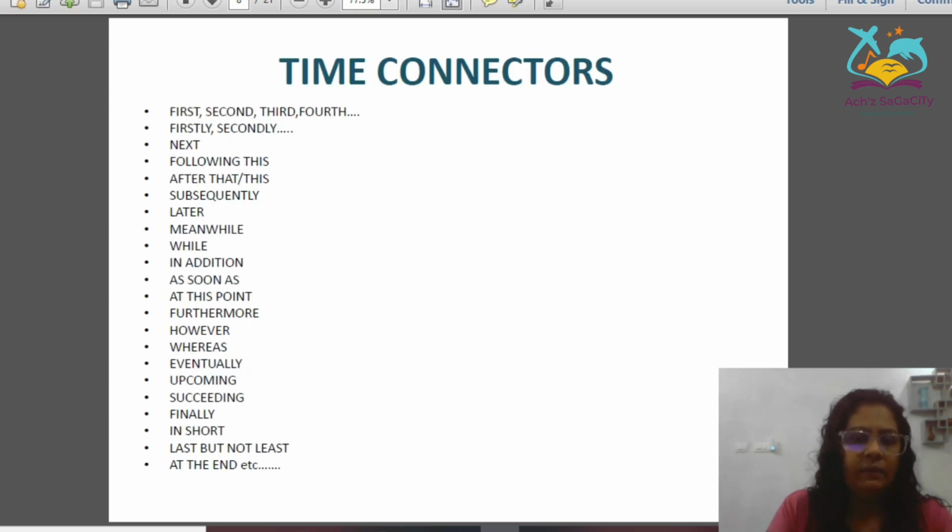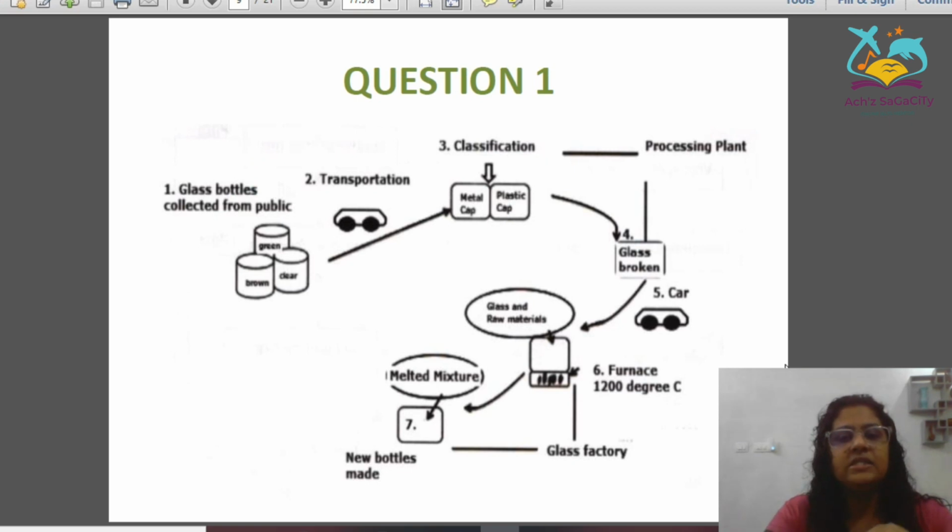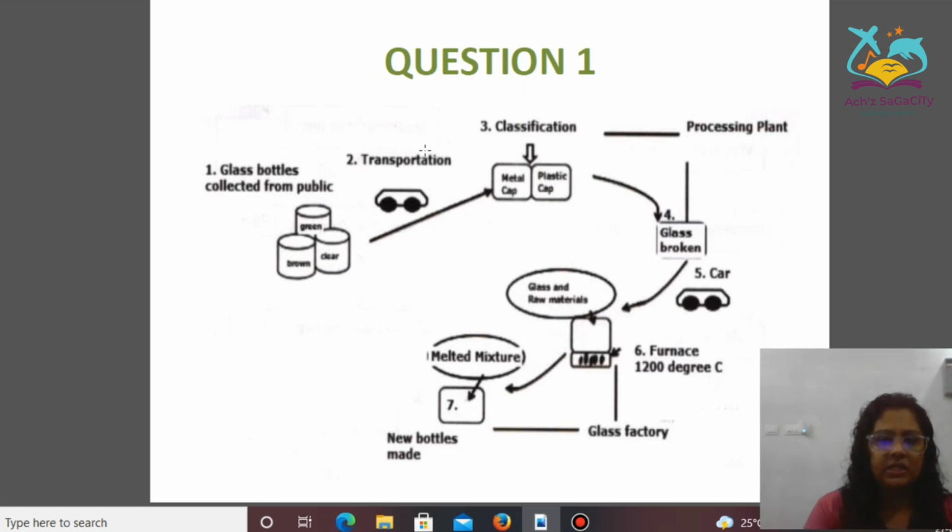We'll deal with one model question. So here you can see one question. It's coming under the non-cyclic process diagram. It's the production of glass bottles. Here glass bottles are collected from the public, and three types of glass bottles they will collect: green, brown and clear. Shortly, we can see this process diagram includes 7 steps.